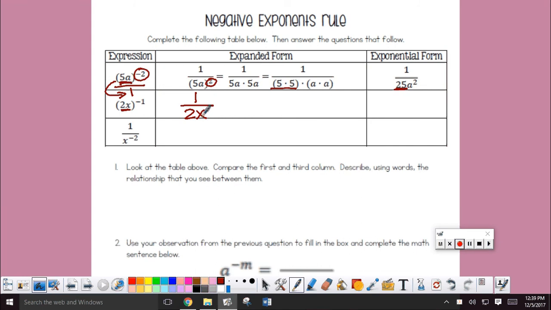What happens now to the exponent? It turns positive. Very good, Abby. It turns positive. So, once we flipped it, then it becomes positive. Okay? Now, this is going to be 1 over 2 to the x to the first power. Do I need that first power there? No. Not necessarily. So you can leave it as 1 over 2x or 1 over 2x to the first power.